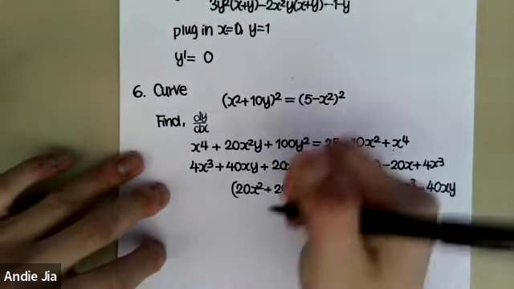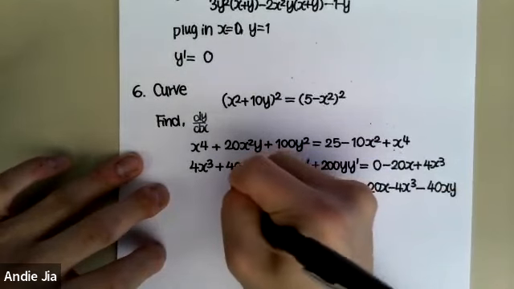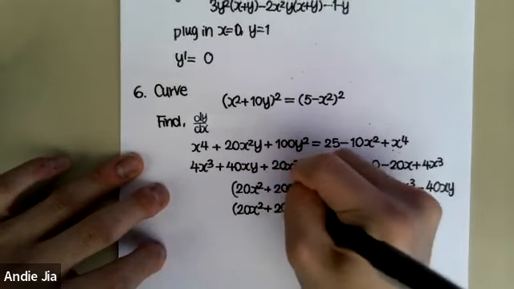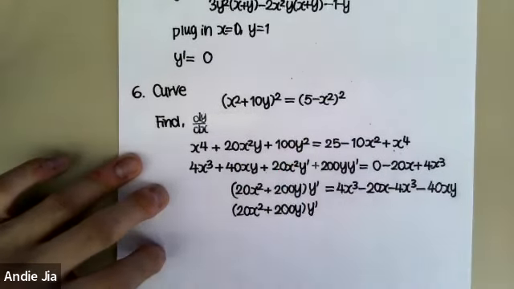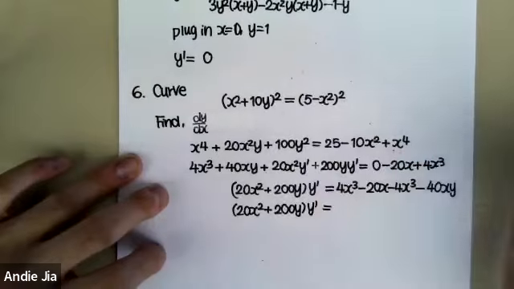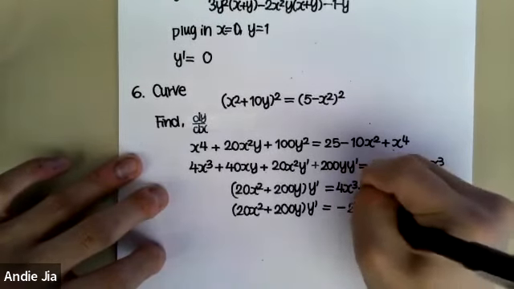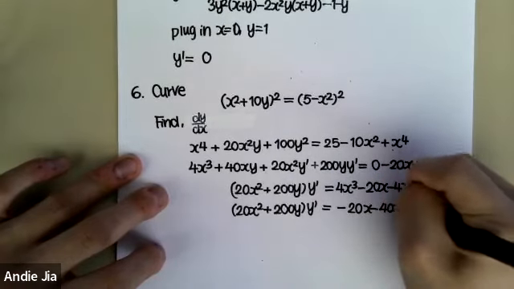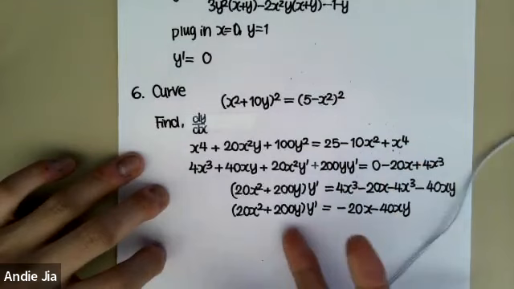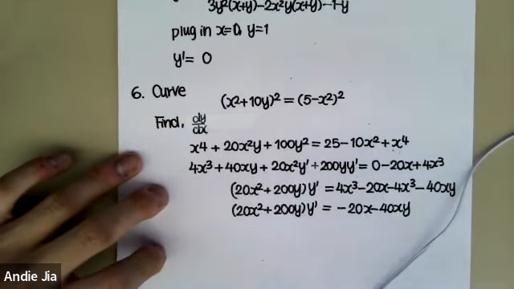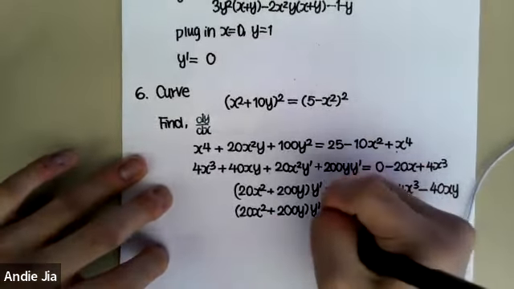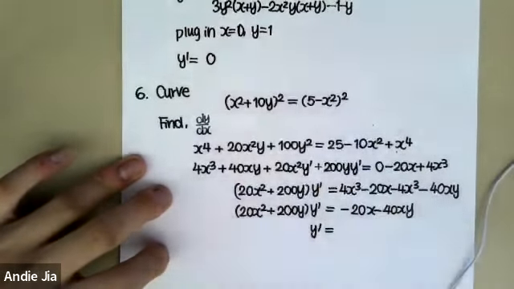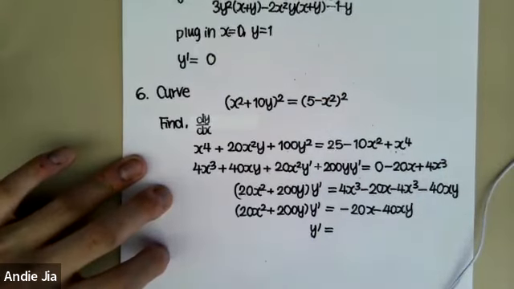And this is going to be canceled, so we're going to have 20x squared plus 200y, then y squared, equal to negative 20x minus 40xy. Now you know how to find what the y prime is. Just move them to the bottom. Actually, dy/dx and y prime are basically the same thing.